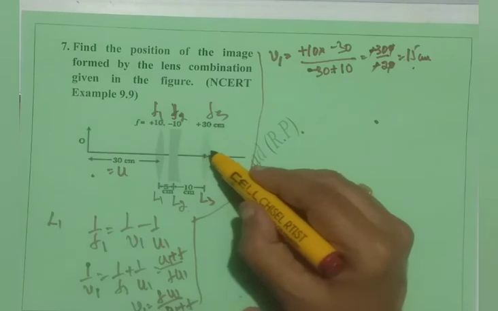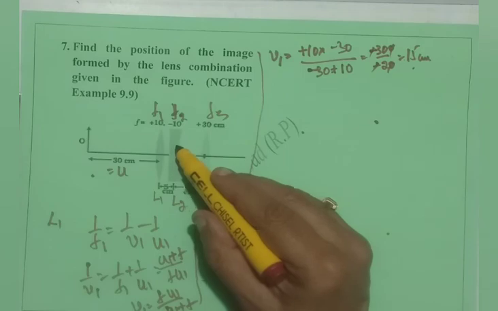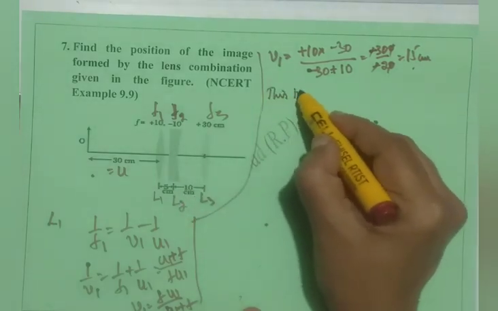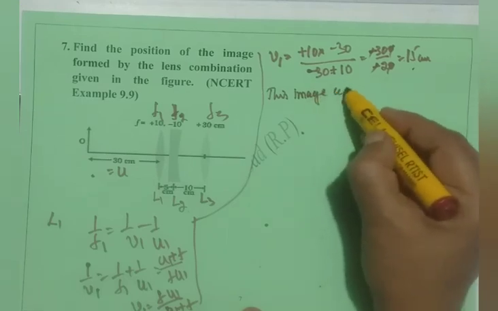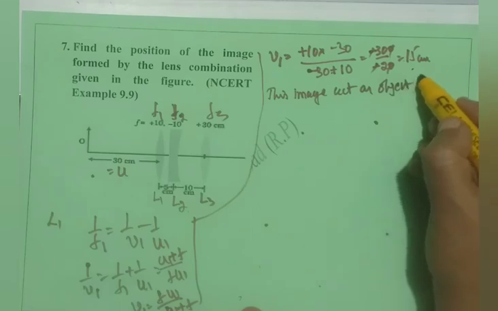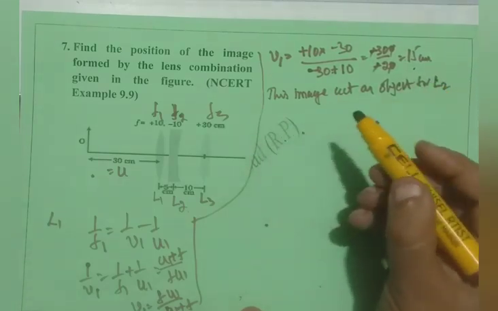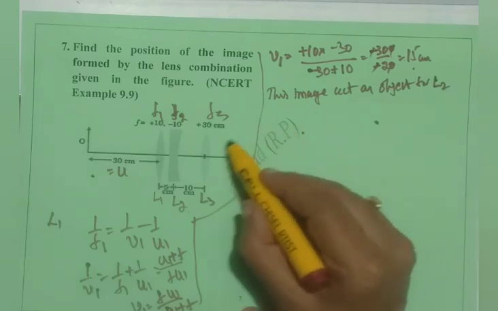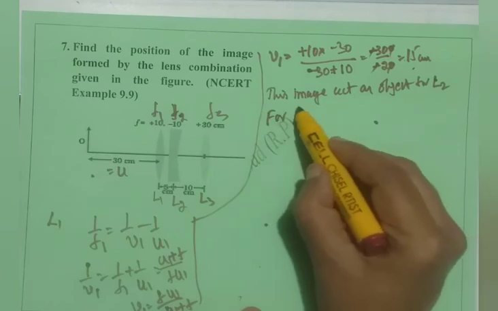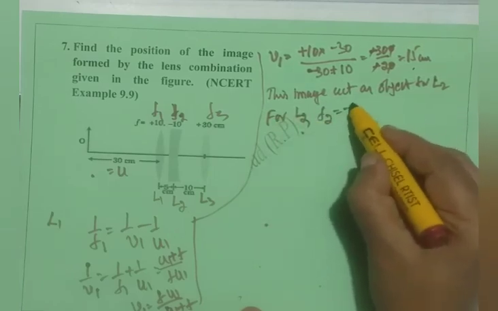Now this image by the first lens will act as an object for the second lens L2. Therefore we can write the things required. For L2, F2 equals minus 10 centimeter.